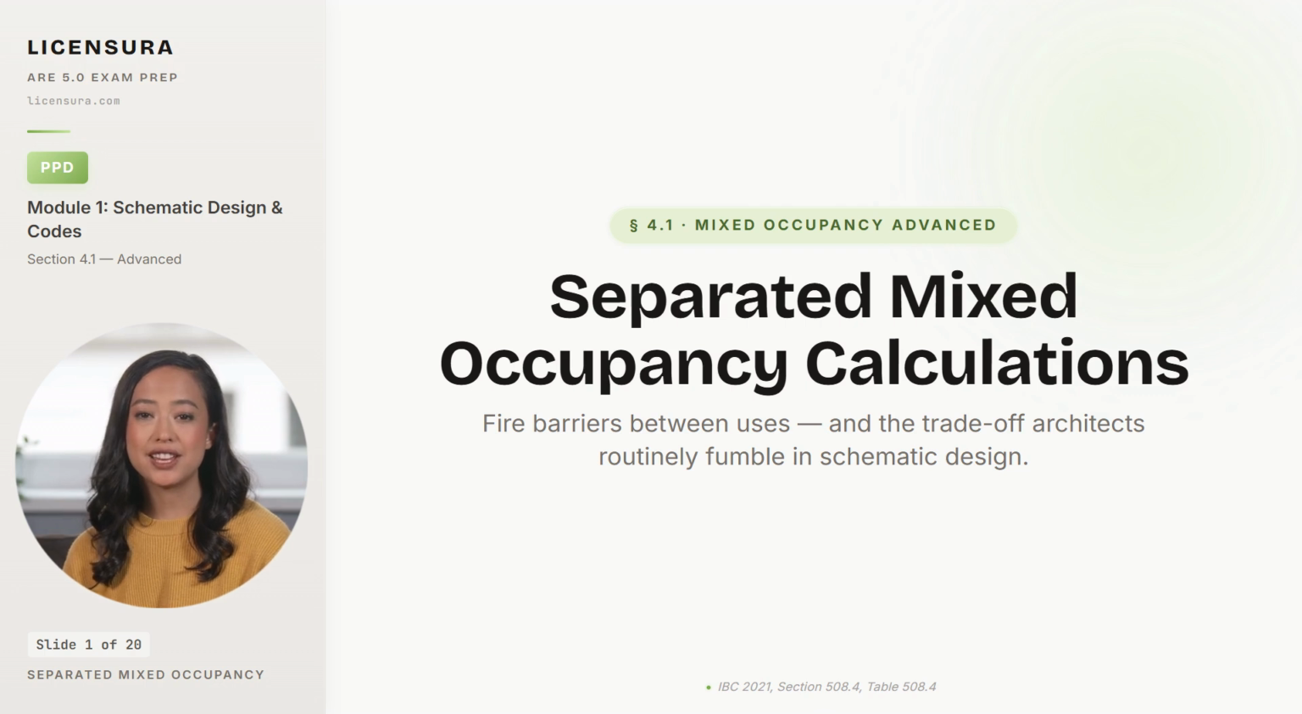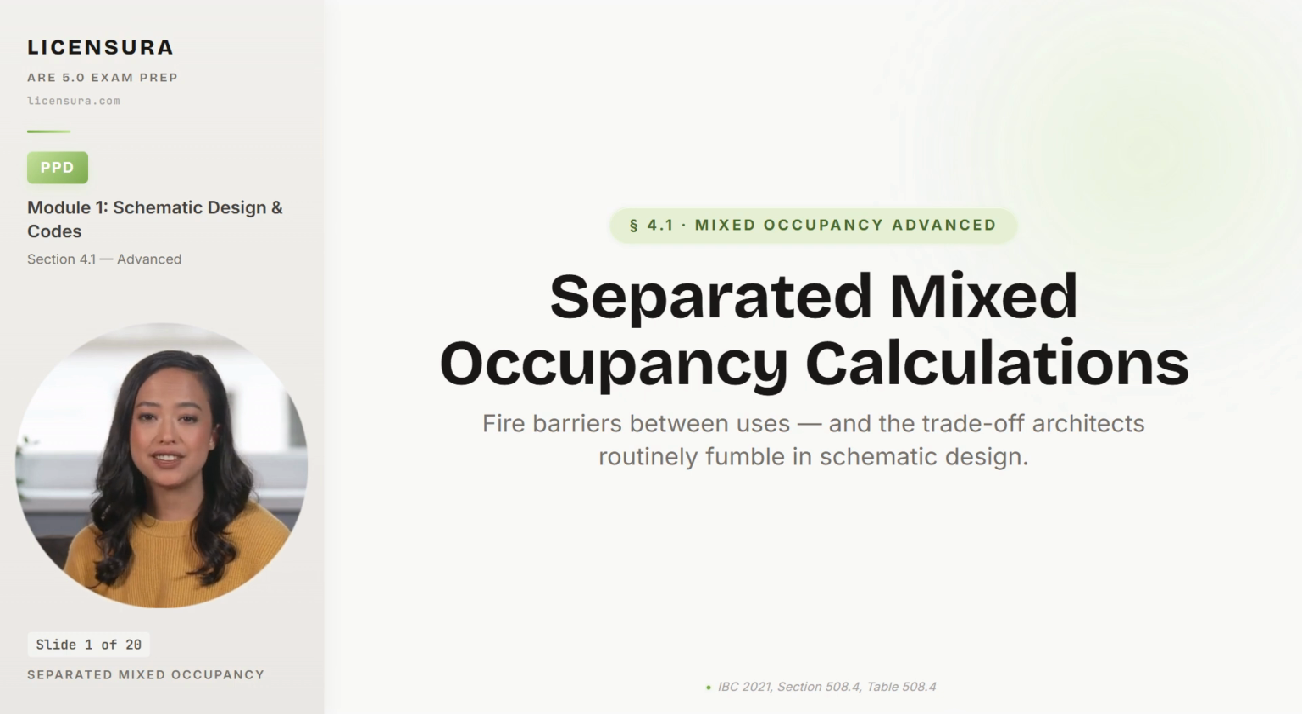Walk into a schematic design review with a mixed-use building and watch what happens. Most architects treat occupancy classification as a checkbox. Pick one, move on. That's how a Group A restaurant tucked into a Group B office tower drags the entire building down to A occupancy limits and triggers a redesign that should have been caught in week 2. Miss this and you fail the exam question. Miss it in practice and your firm absorbs the schedule slip.